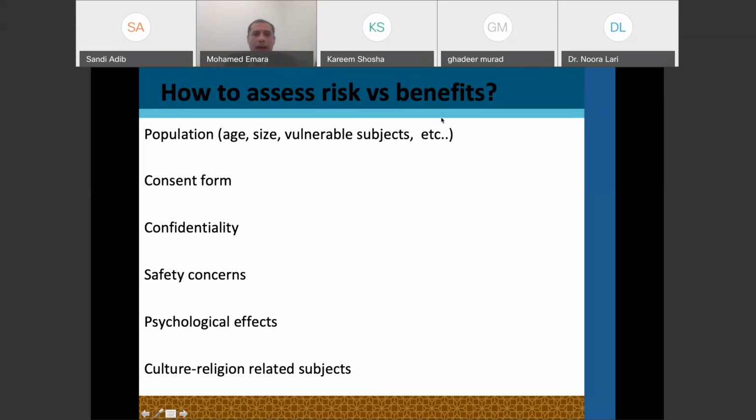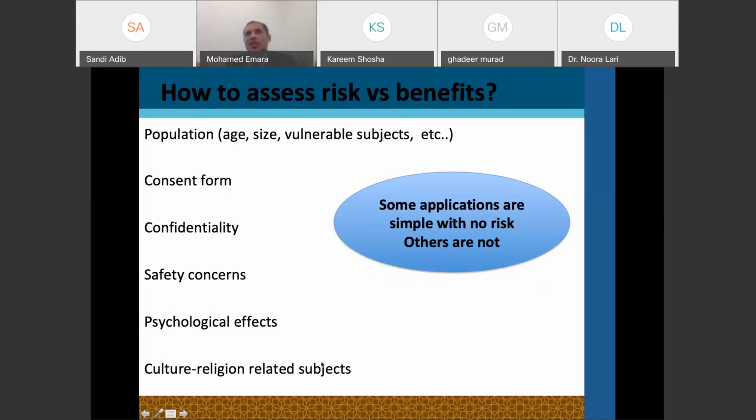So these are the parameters here that we assess. Put in mind that not all applications have complications. Some applications are very simple, to the point of having no risk. We're going to talk about that later, but others are not. So we have to put this kind of rules that we have to go through to make sure that we're covering the essential parts.